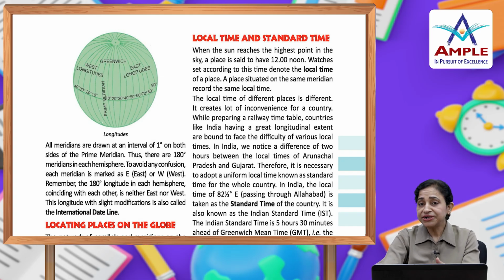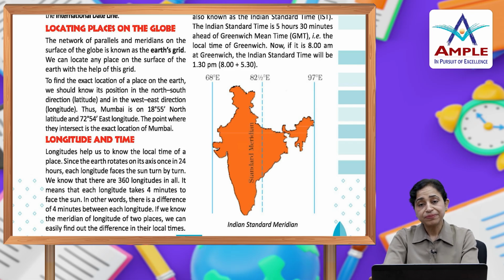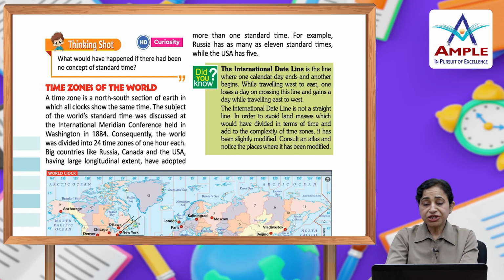In India, the local time of 82.5 degree east passing through Allahabad is taken as the standard time of the country. इसे स्टैंडर्ड टाइम मान लिया गया है. It is also known as the Indian Standard Time, यानी IST. The Indian Standard Time is 5 hours 30 minutes ahead of Greenwich Mean Time, GMT, that is the local time of Greenwich. Now if it is 8 AM at Greenwich, the Indian Standard Time will be 1:30 PM, यानी 8 plus 5:30, right? Okay, so you can see this Indian Standard Meridian.